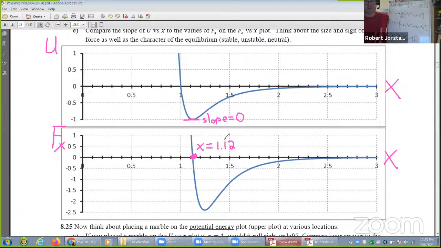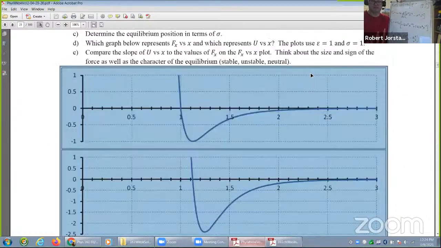I don't really care about the units on this particular one. We're going to do all the units and stuff on the next example. So for now, let's just get used to the big concept. I could identify that the slope is 0 here, which corresponds to this position here. And that's how I could tell which graph is which. Notice the slope is 0 here. That does not correspond to 0 in the other one. Clearly, that relationship isn't working. So it must be the other way. The upper graph is u versus x. The lower graph is f versus x. All right, that's all there was on that.